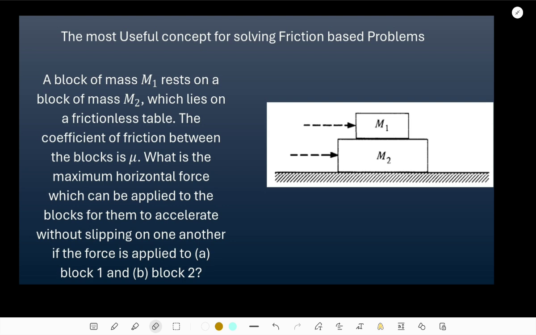The statement of the problem that is on your screen says: a block of mass m1 rests on a block of mass m2 which lies on a frictionless table. The coefficient of friction between the blocks is mu. What is the maximum horizontal force which can be applied to the blocks for them to accelerate without slipping on one another? You can see slipping is absent between the blocks. The force is applied to block 1 and block 2 one by one. So here is the case, and I need to solve it.